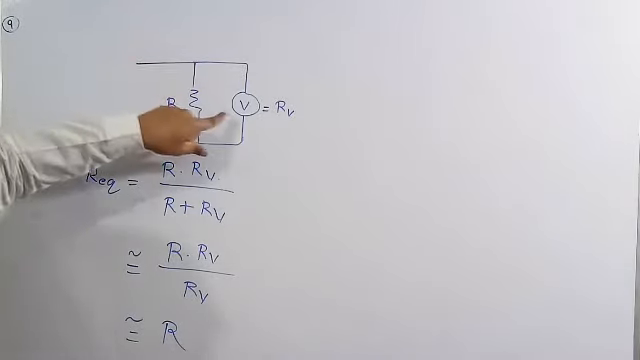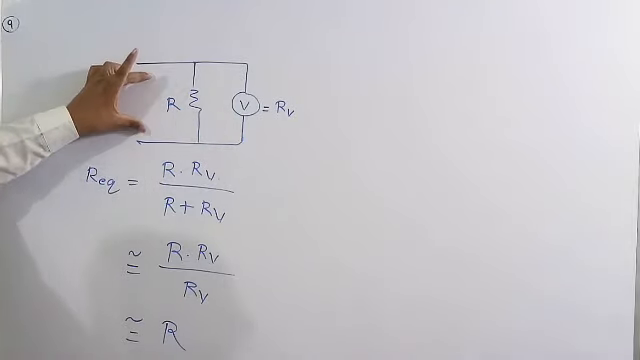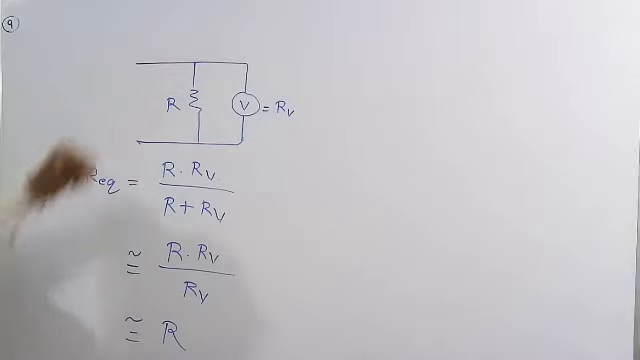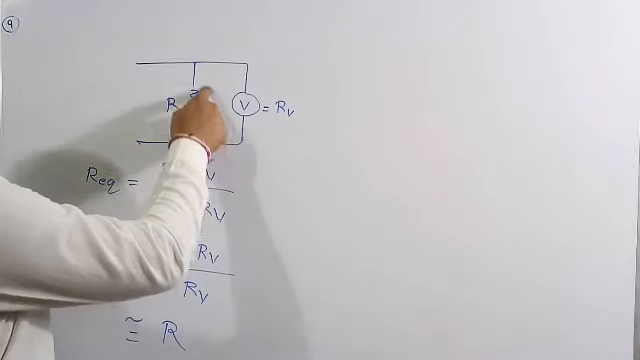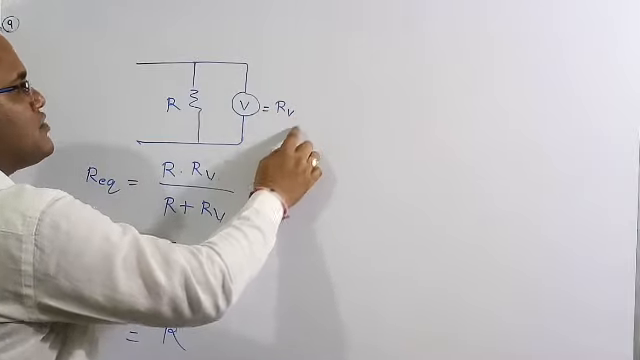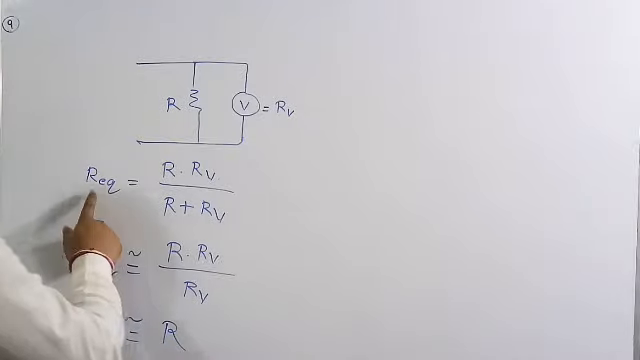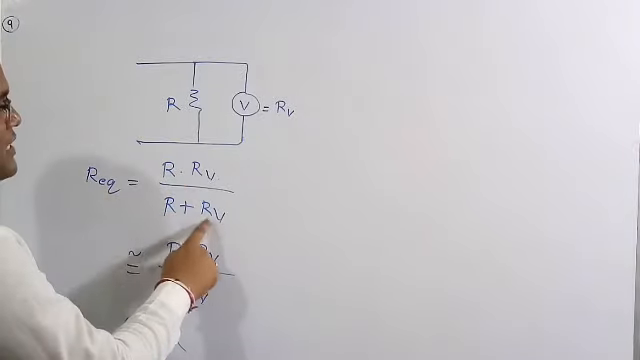Across this branch I am going to connect this voltmeter. Now I am going to find the total voltage across this resistor. The actual resistance is R, but because of the introduction of the voltmeter, its resistance is also included here. So these two resistors become parallel. Therefore R equivalent is equal to R into RV by R plus RV.